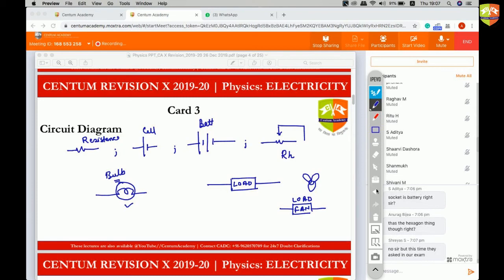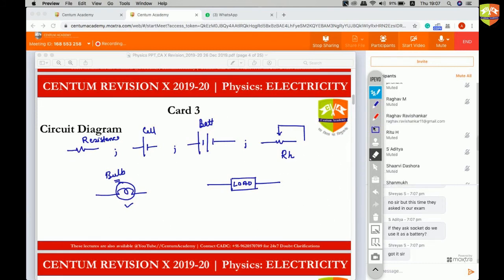Socket is never asked, I have read it, beta. So that's why I'm saying no logic symbol is utilized in CBSE, and neither is it standardized by the CBSE in your book. So please go buy the book. In any case, we will not be using random symbols. Clear or not? Sure? Fine? Proceeding. So these are the standard symbols.